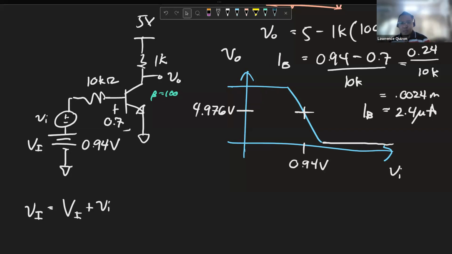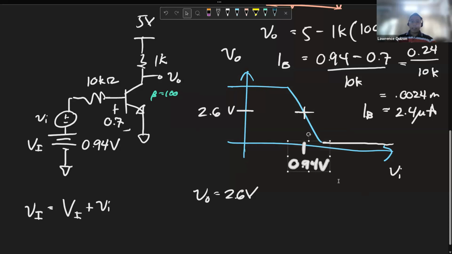Ayun na, 2.6. Mali lang yung pagkakalagay ko sa calculator. Anyway, 2.6 ang lalabas dito. No? So, V out is equal to 2.6. So, with that, we get a quiescent point for this circuit.